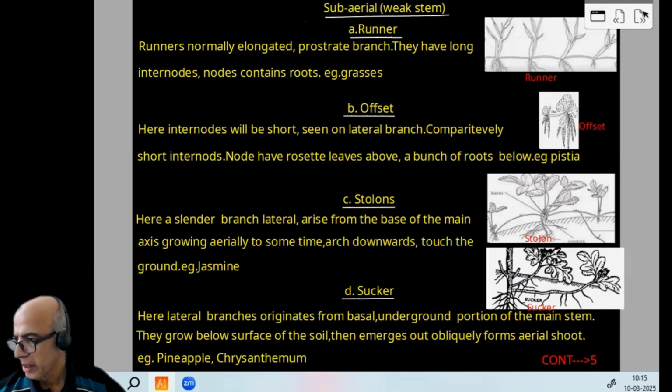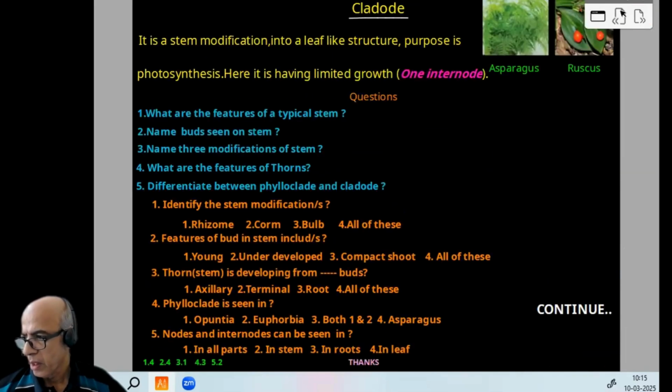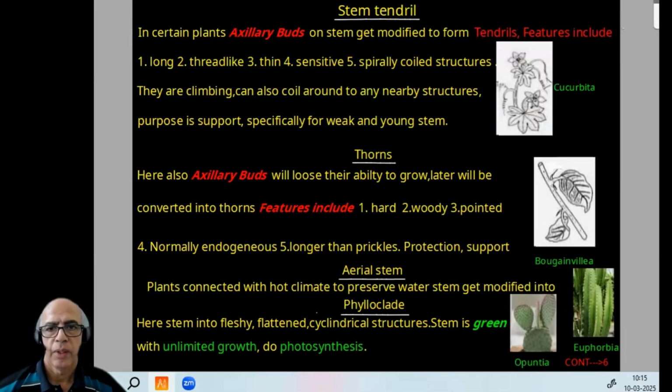I think the idea is clear. Next comes stem tendril. In certain plants, axillary buds on the stem get modified to form tendrils, another usual question. What are the features? Again, it was a question: tendrils are long, thread-like, thin, sensitive, and spirally coiled structures.